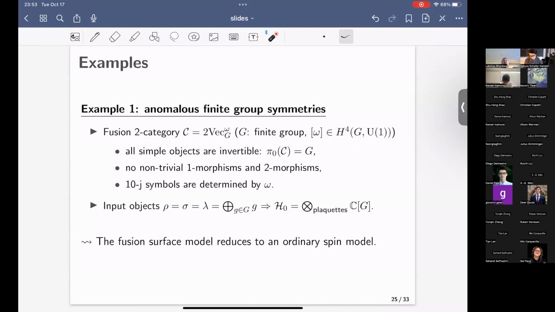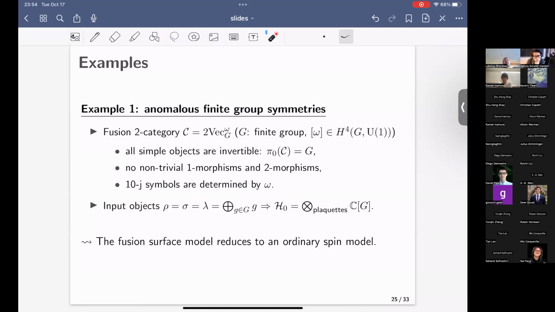More specifically, the basic data of this fusion 2 category can be described as follows. First of all, simple objects of this fusion 2 category are invertible. That means that π_0 C is equal to G. This is because this symmetry is an invertible symmetry. And since this symmetry is a zero form symmetry, there are no non-trivial 1 morphisms, and there are no non-trivial 2 morphisms as well. And the tangent symbols of this fusion 2 category are completely determined by the cocycle ω, which describes the anomaly of this finite group symmetry.